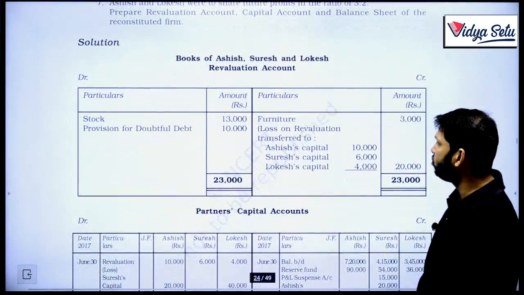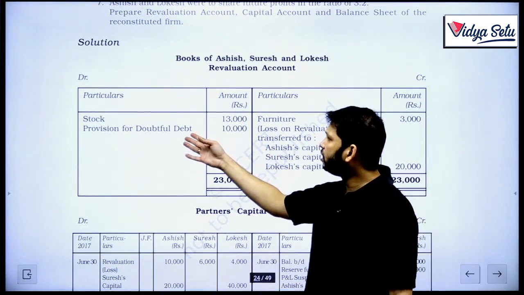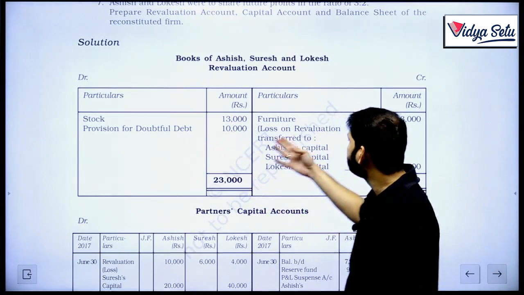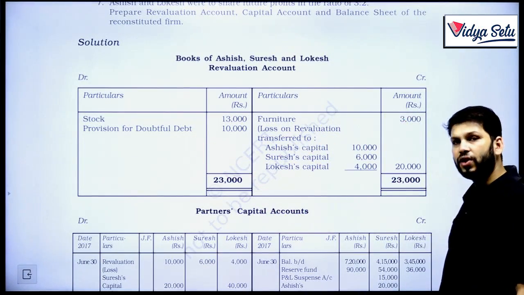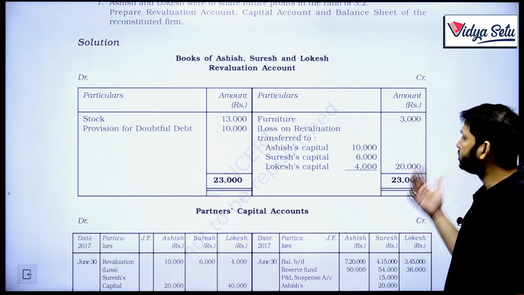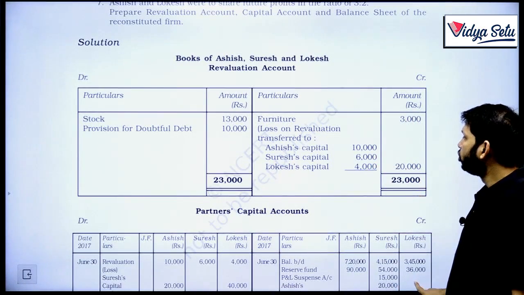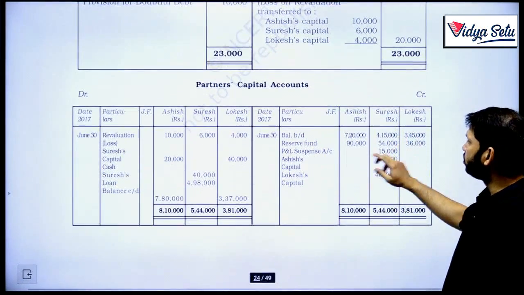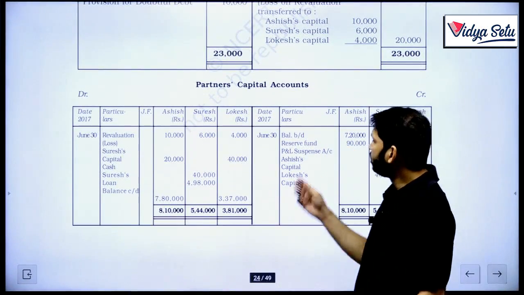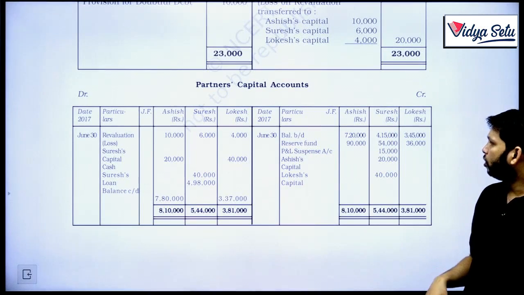So first of all, revaluation. Stock and doubtful provision are our loss. Furniture revaluation is our gain. In all, there is a loss on revaluation, which is divided in the old ratio 5:3:2. Now their capitals have been brought down. The reserve fund has been distributed.